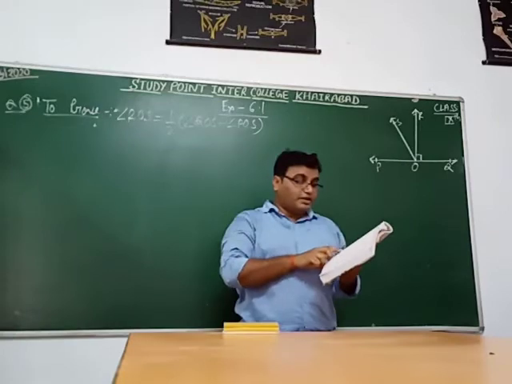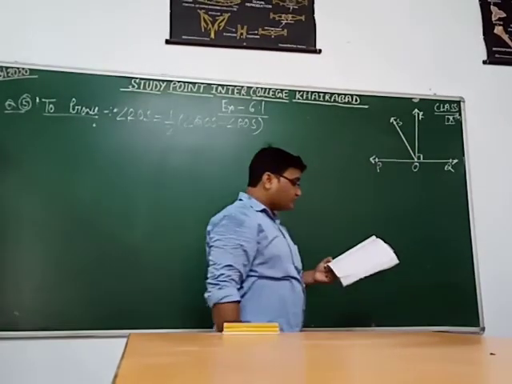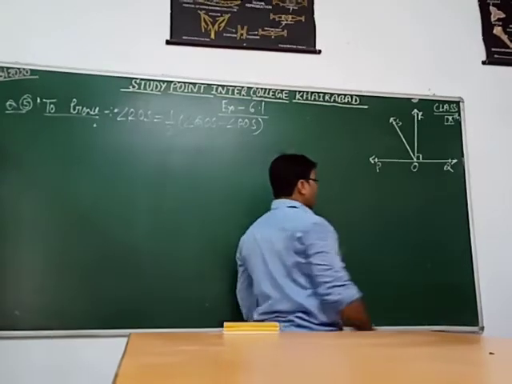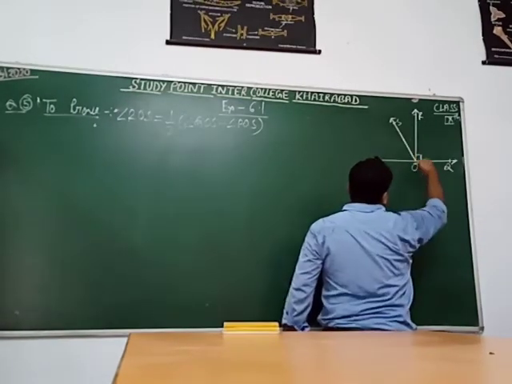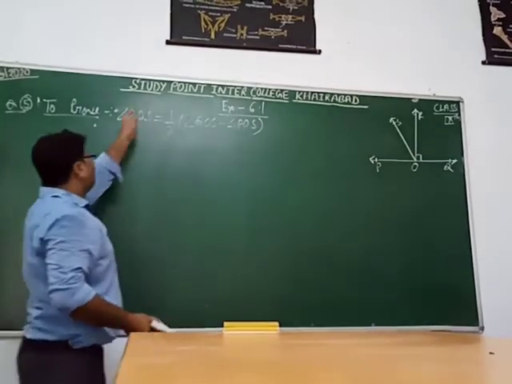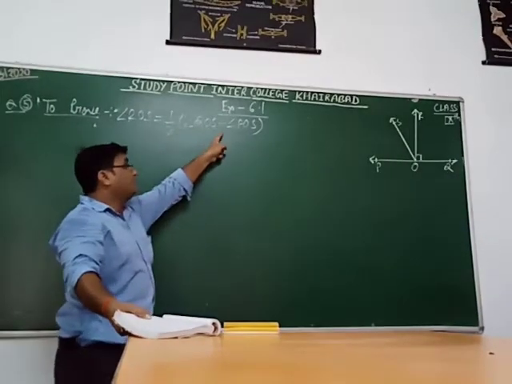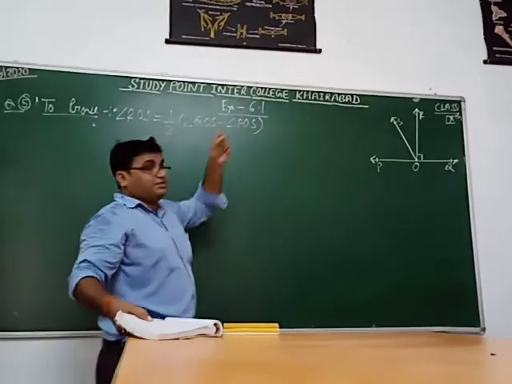Okay, and OS is another ray. OS is a ray between rays OP and OR. We have to prove angle ROS equals 1 by 2 of (angle QOS minus angle POS).